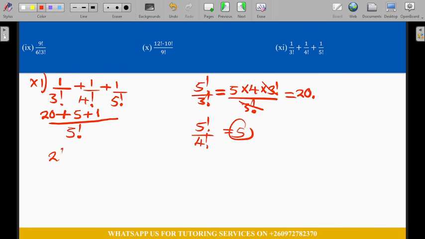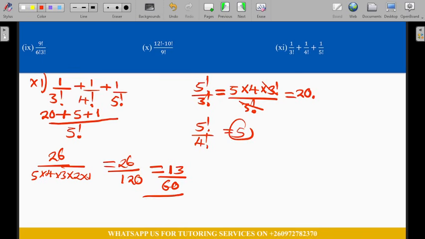So here we have 26 over 5 factorial, which means 5 times 4 times 3 times 2 times 1. So this gives 26 over, let's see, 5 times 4, 20, times 3, 60, times 2, 120. So let's see if we can reduce this further. 2 into 2, 1, 2 into 6, 3, over 2 into 12, 6, 0. So the answer becomes 13 over 30.